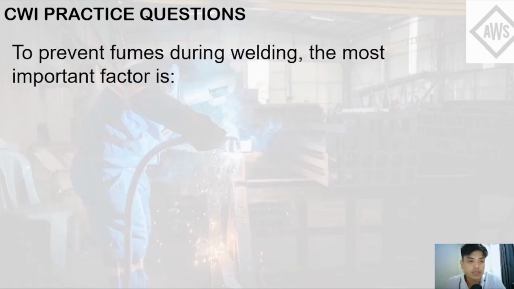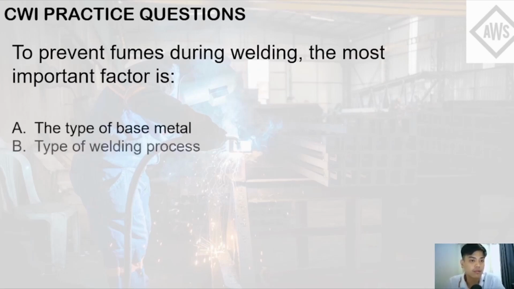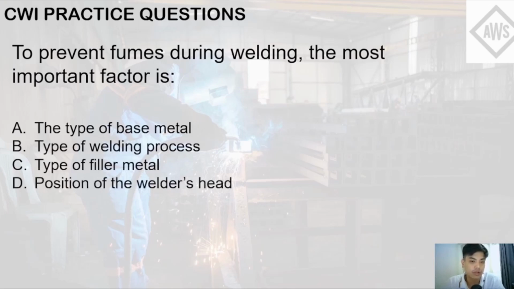So the last question for this set is, to prevent fumes during welding, the most important factor is A, the type of base metal, B, the type of welding process, C, the type of filler metal, D, the position of the welder's head. So to prevent fumes during welding, what will be the most important factor? Meaning the most important factor is the one that you can control. So letter A, the type of base metal. Different base metals have different production of fumes. So letter B, the type of welding process.